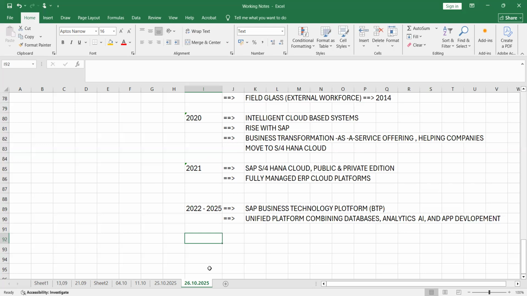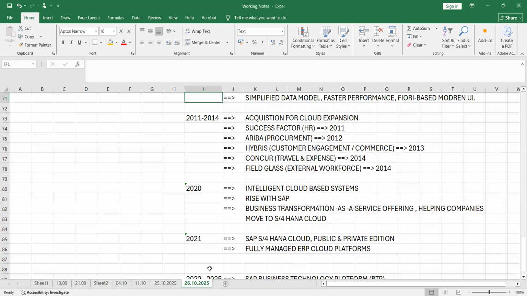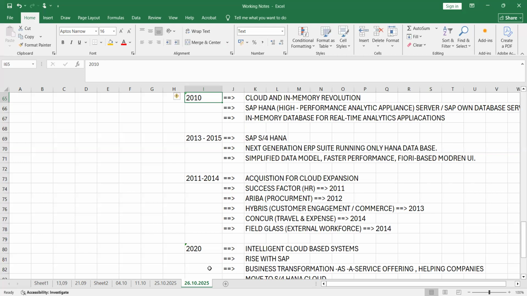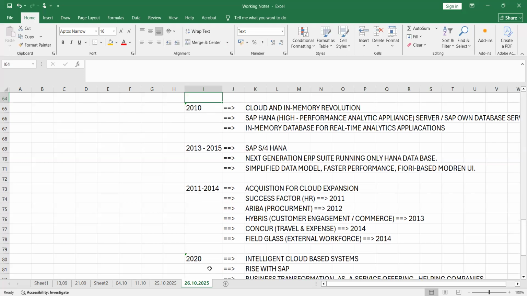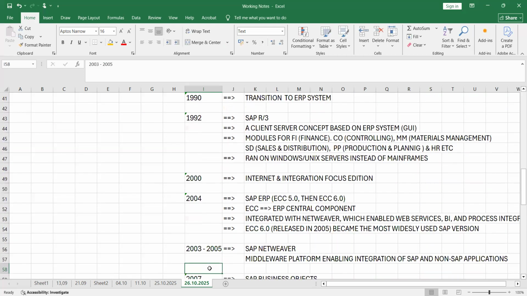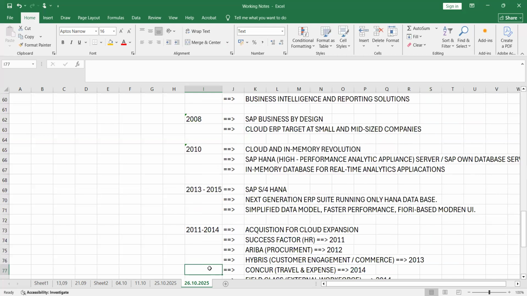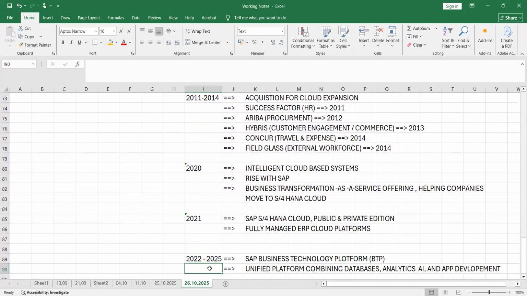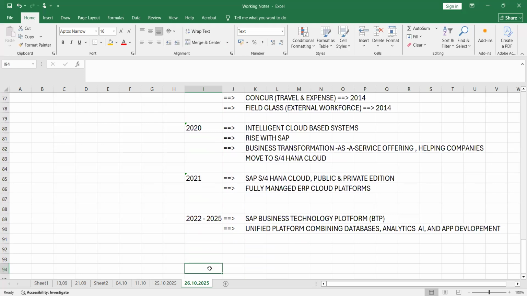What do you mean by BTP? What do you mean by BI? What do you mean by Fieldglass? What do you mean by Ariba? Is Ariba an SAP own product? No, it's a third-party product, but SAP purchased Ariba. It did the acquisition. So this is about your SAP evolution. From 1970 it started and it's still going on, and every year it becomes more powerful than the previous year. That is the reason we have a hell of a lot of opportunities. Again, I am reiterating.